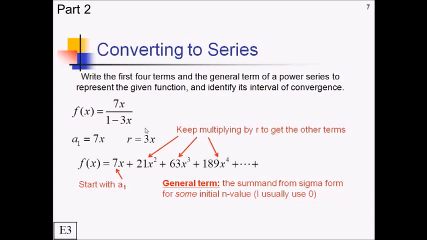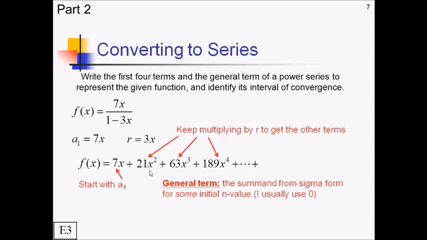So if you were to convert this series here into sigma form, what would you put for your summand? You need to know the initial n value when you write sigma form, but for this you can actually use any n value you want, some initial n value, but I usually use 0 just to be on the safe side. So let's use 0 for this one. Pause the video and see if you can come up with a general term for this series.